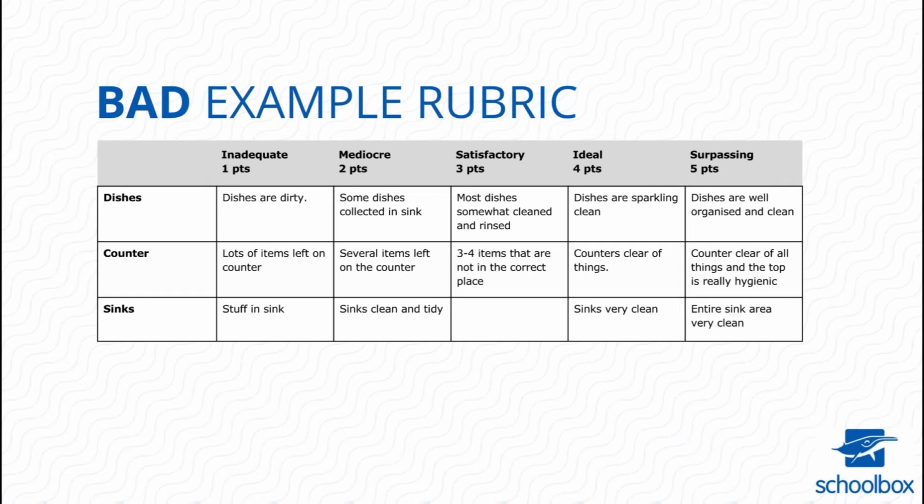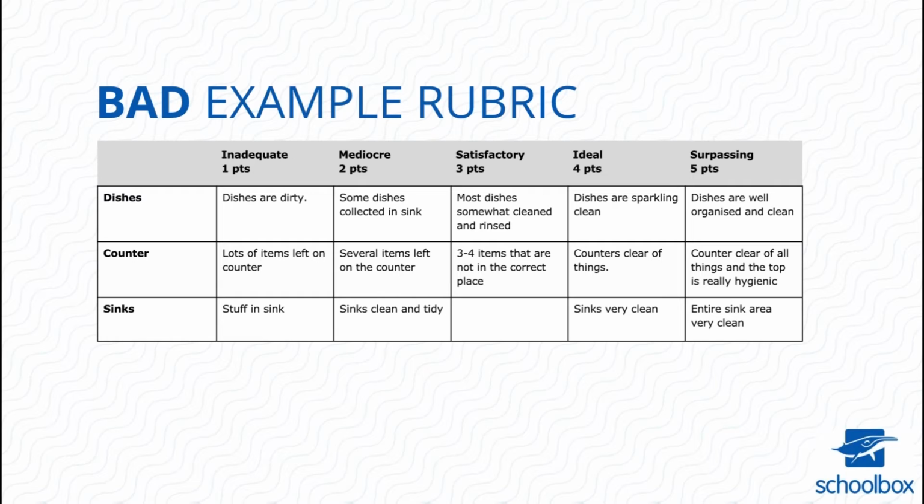So let's start with a bad example. Now, I've got a bad example of a rubric here. It's a pretty simplistic example. We've broken the skills down into the dishes, the counter, and the sinks. And we've then got a scale from inadequate, mediocre, satisfactory, ideal, surpassing. Now, I've made a few fundamental mistakes in here that make this somewhat of a difficult rubric to use.